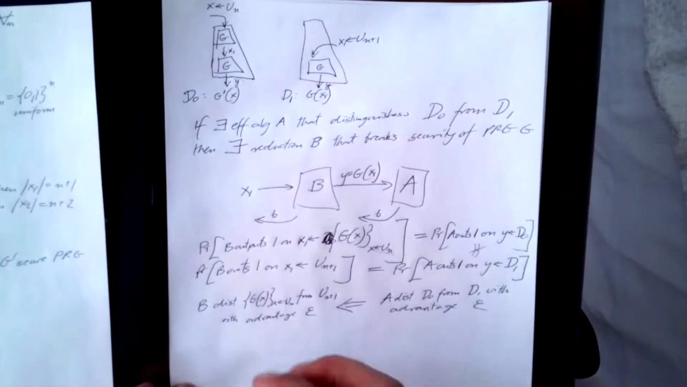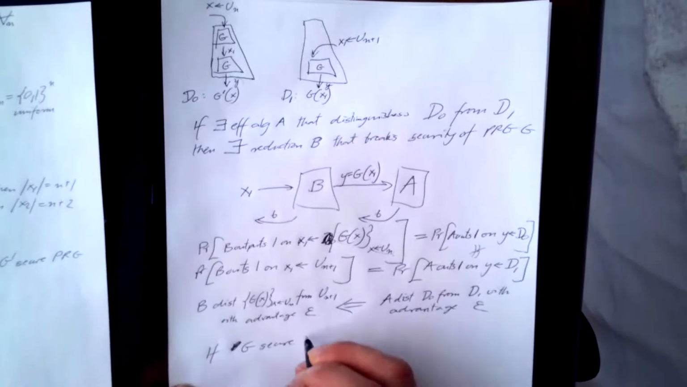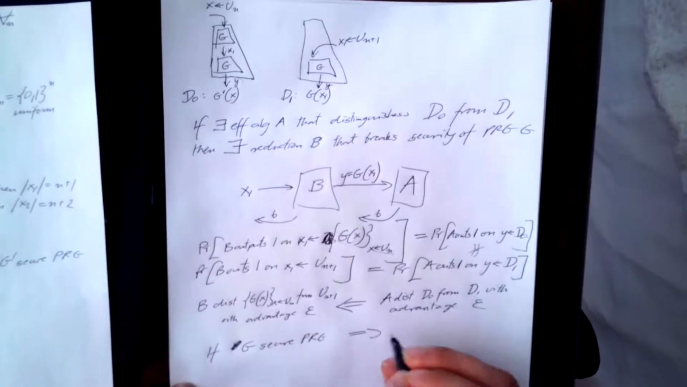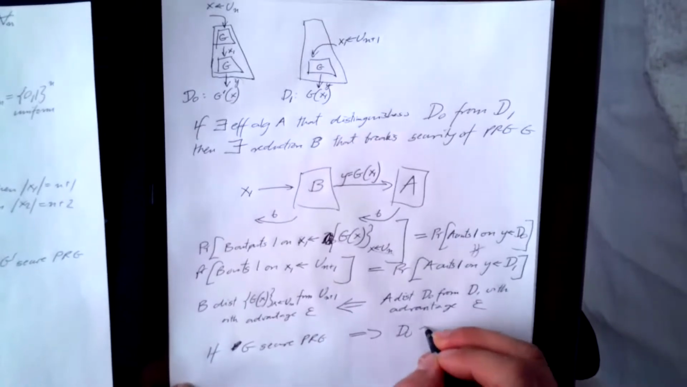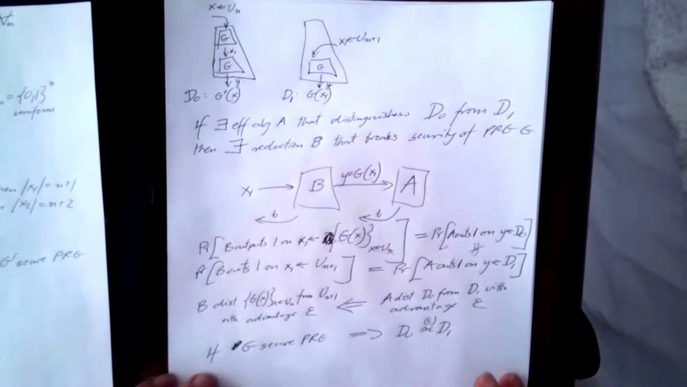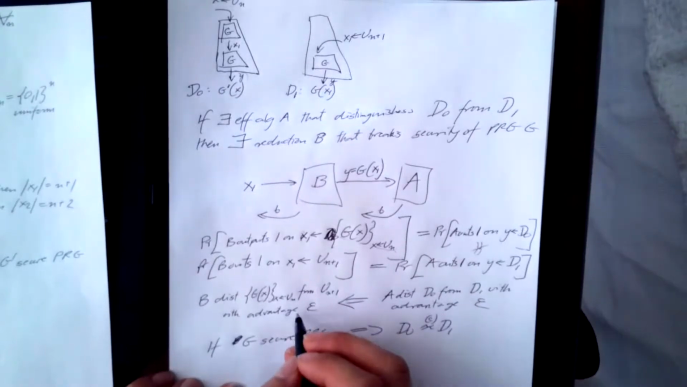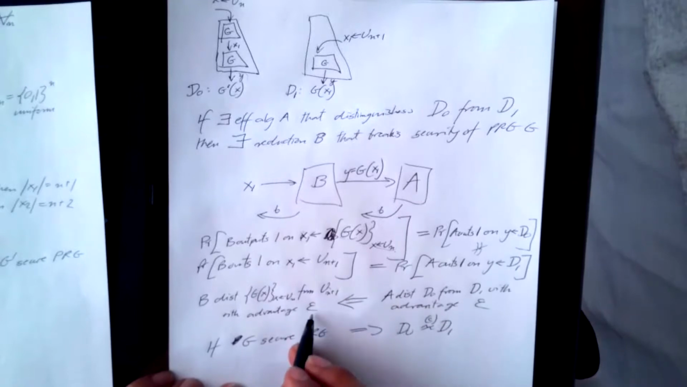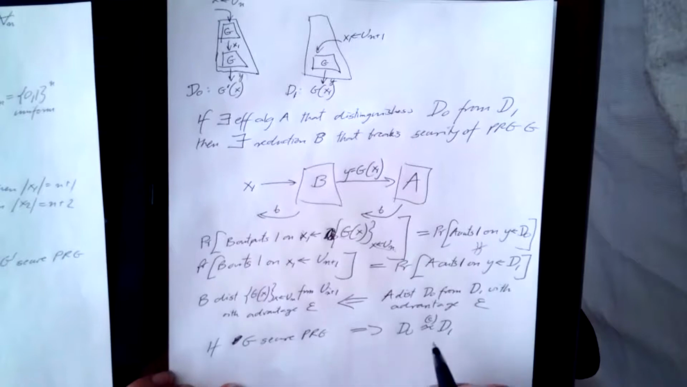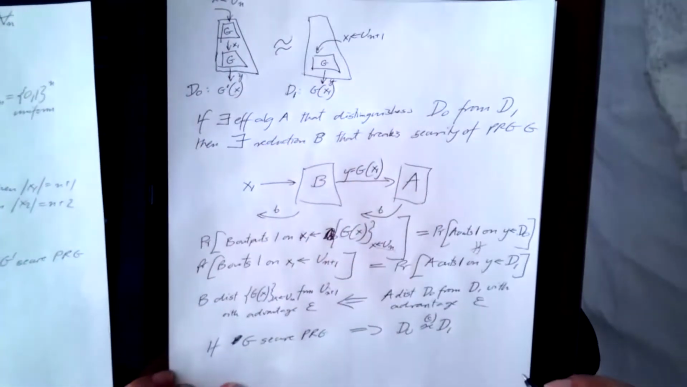So conversely, if G is a secure PRG, then D0 and D1 are computationally indistinguishable, right? So this must be negligible, or otherwise this distance would be non-negligible. So there would be an attack against a PRG, but you assume that the PRG is secure. So this basically shows, that's the conclusion, that these two must be indistinguishable.